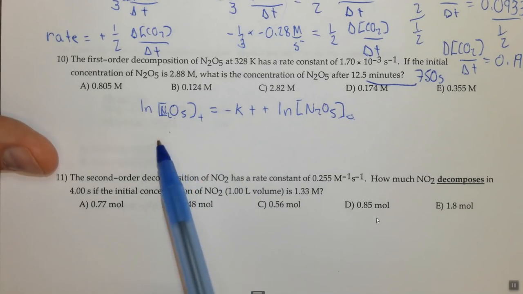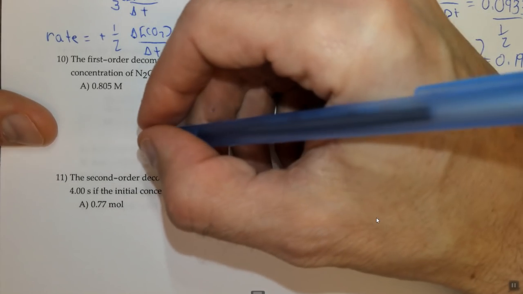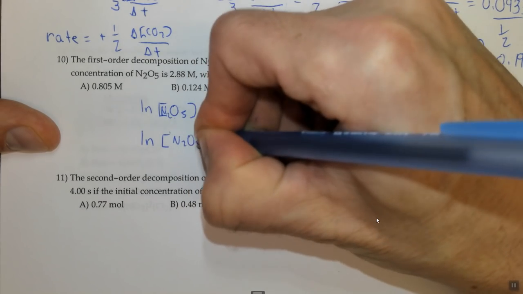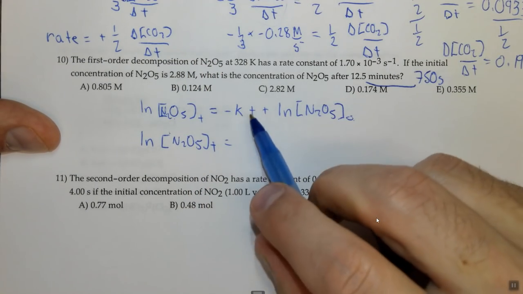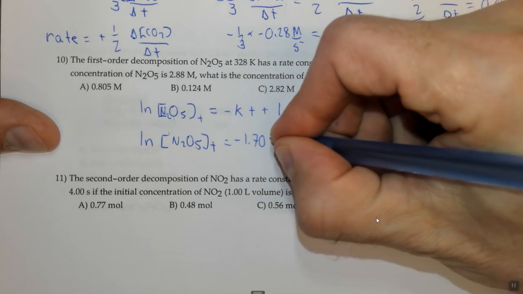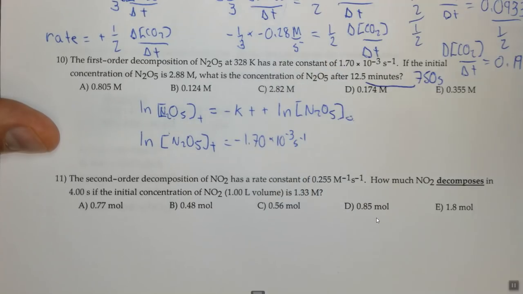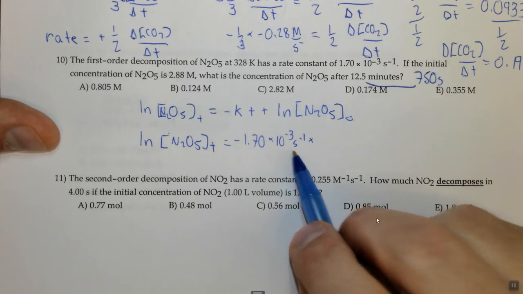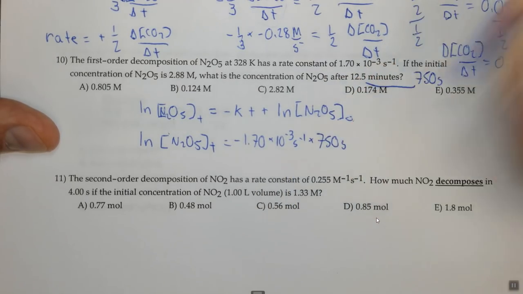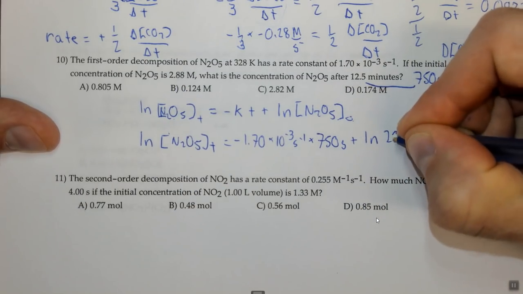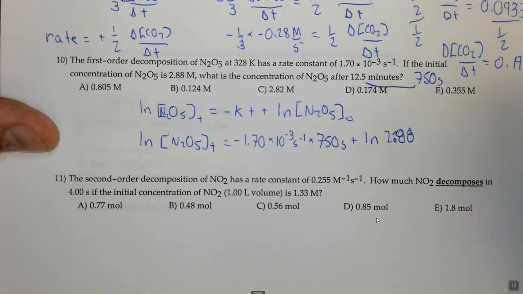So now let's plug in what we know. What we don't know is this, so that's our x, or our variable. So the ln of the concentration of N2O5 after some time is equal to negative k, which is here, negative 1.70 times 10 to the minus 3 seconds to the minus 1, times the time. Remember, I had to change that to seconds because this is per second. So 750 seconds plus the ln of the initial concentration of N2O5, which is given, 2.88. I'm going to omit units here for clarity.